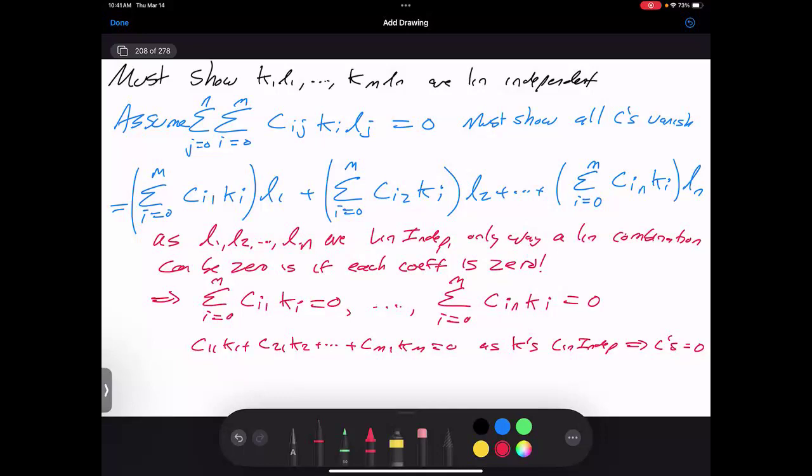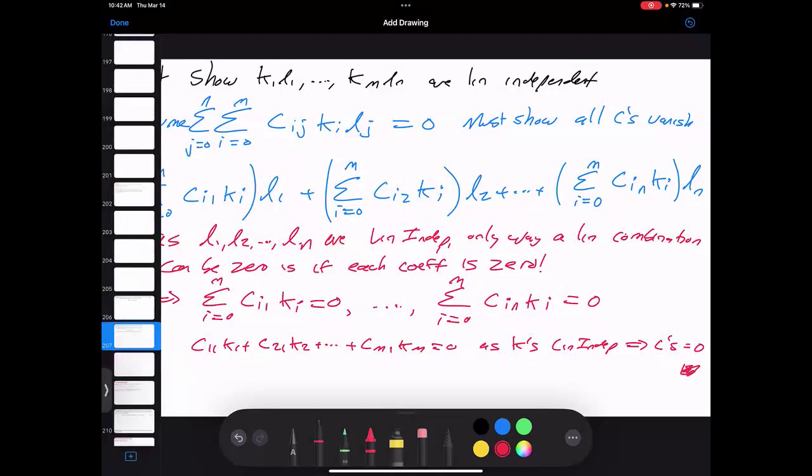So again, it's another two-step process. We look at the linear combination, summing over all the i's and j's. Let's collect everything in front of L1. Let's collect everything in front of L2. Because the L's are linearly independent, the only way the sum can be 0 is if the coefficient of L1 is 0 and the coefficient of L2 is 0. Now that we know the coefficient of L1 is 0, if we look at that, it's a linear combination of the K's. And the K's are linearly independent. So the only way that can be 0 is if all those coefficients are 0. So when the dust settles, every coefficient is 0. And that finishes the proof.